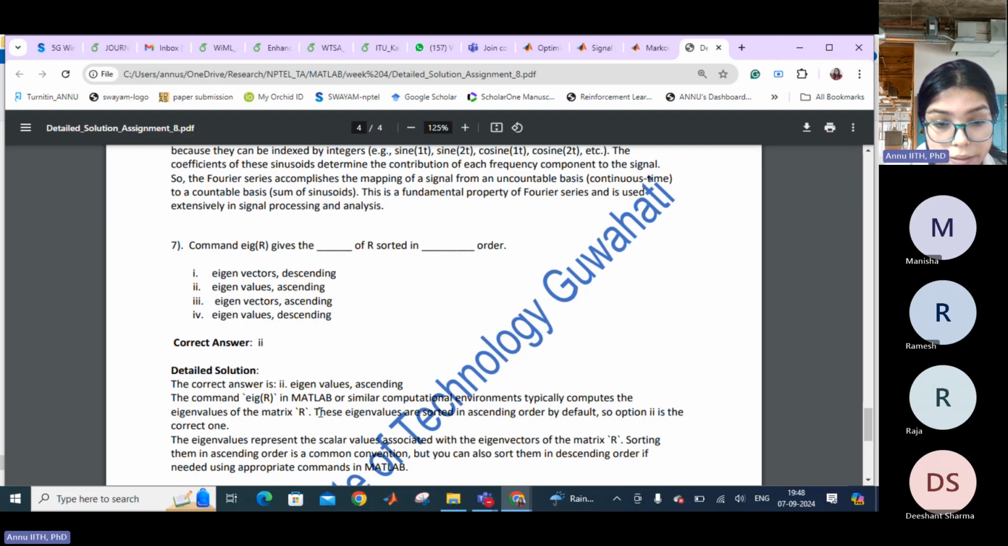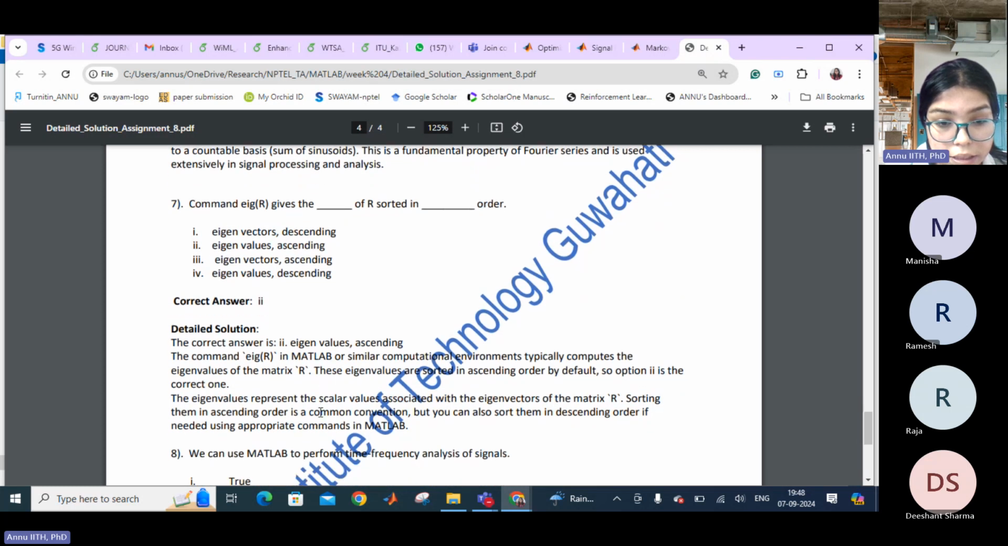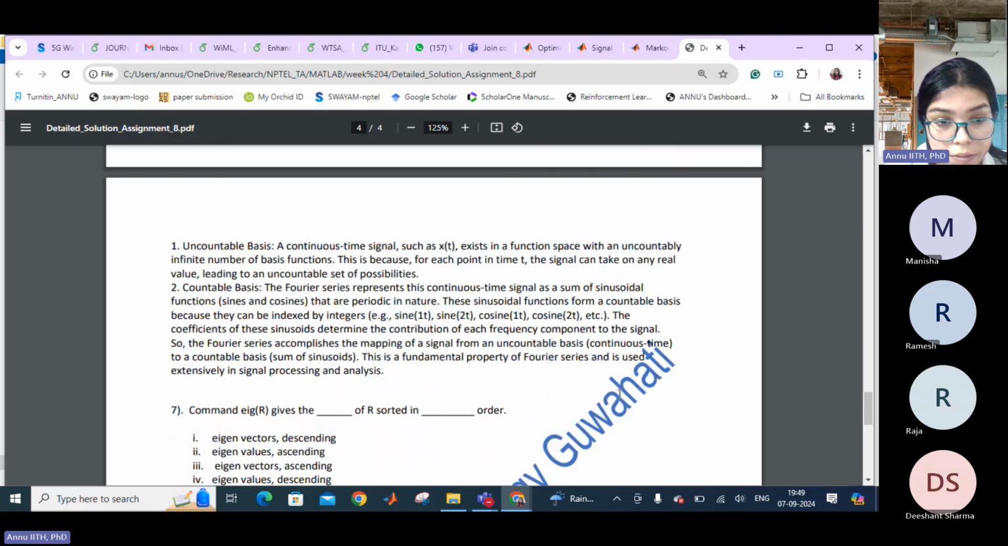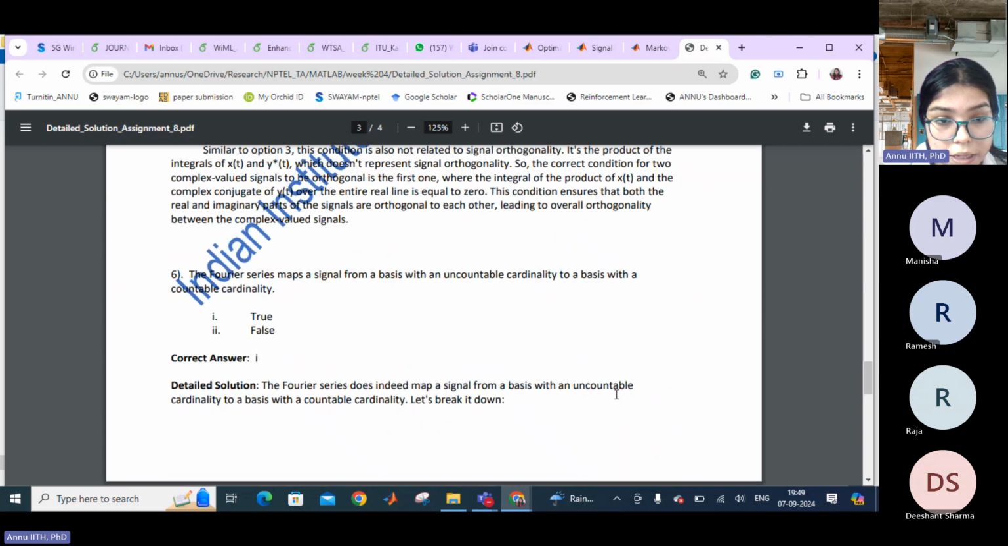The eigenvalues are sorted in descending order by default, so this option is the correct one. It represents the scalar value associated with the eigenvectors of the matrix R. The Fourier series maps a signal from a basis with an uncountable coordinate to a basis with countable coordinates. That is correct.